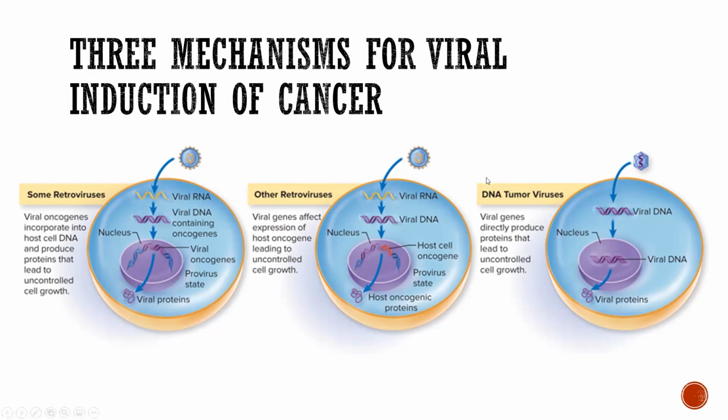You can also have DNA tumor viruses. This one kind of skips a step. Instead of incorporating it into the genome, it just automatically expresses the viral DNA. It makes viral proteins, which lead to cell overgrowth. All of these are methods or mechanisms for viruses causing cancer.